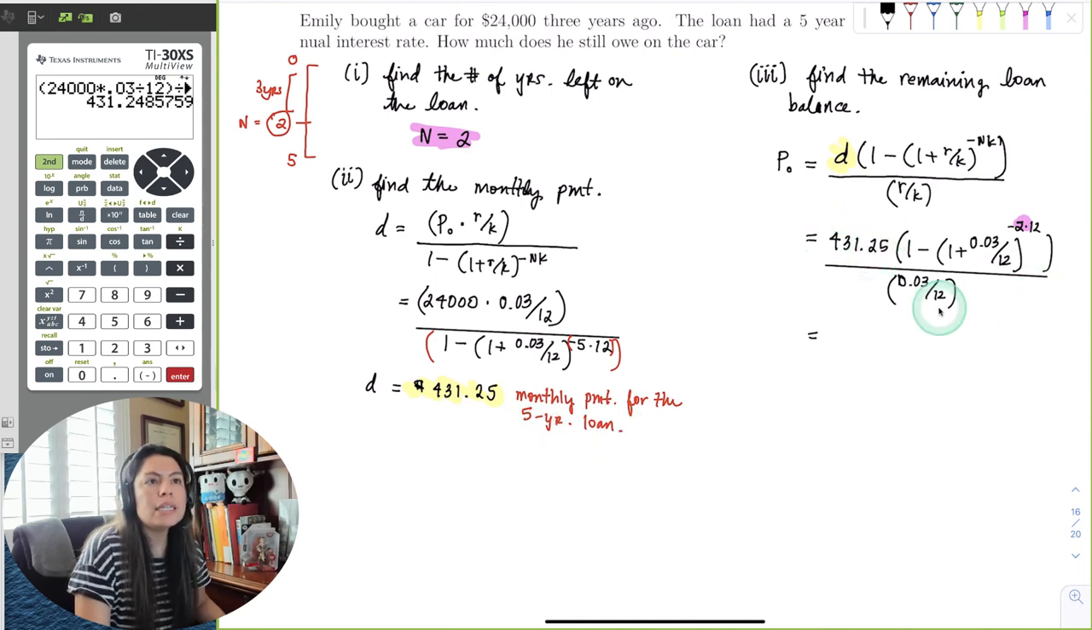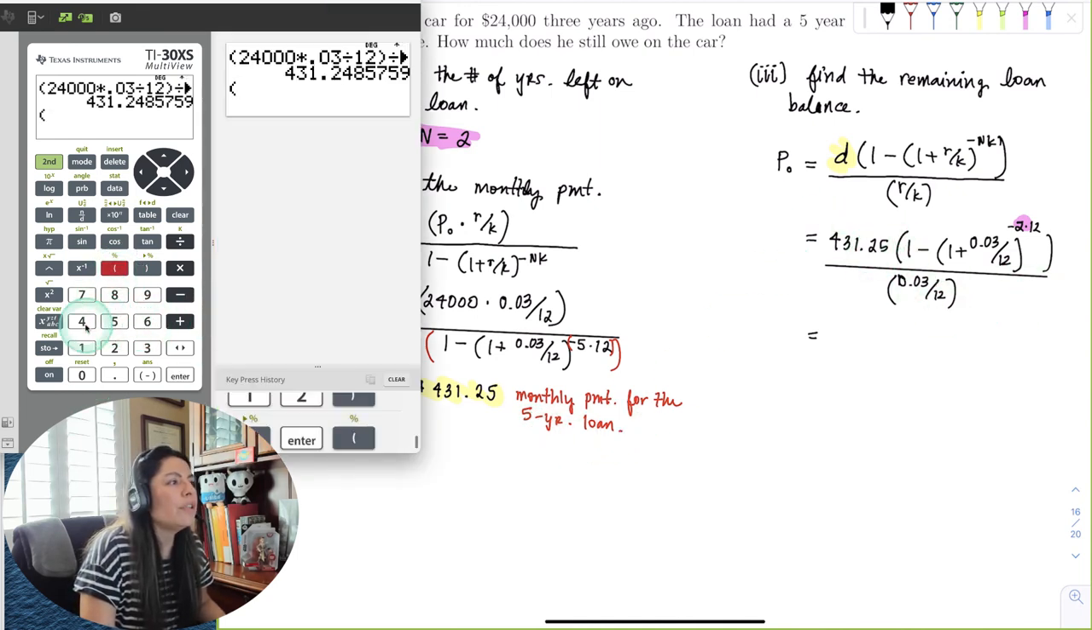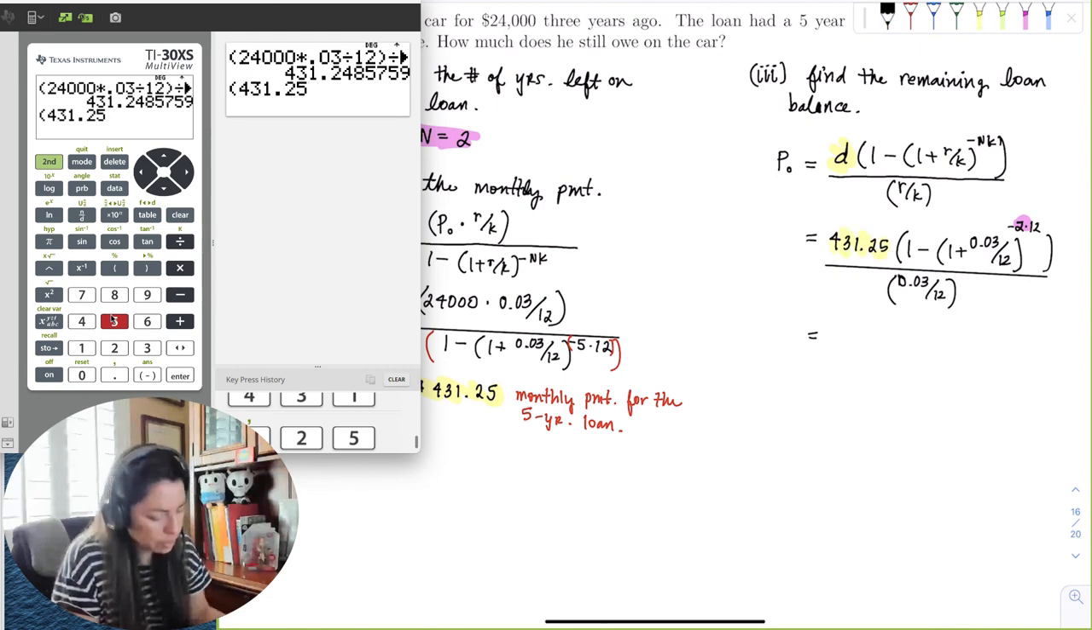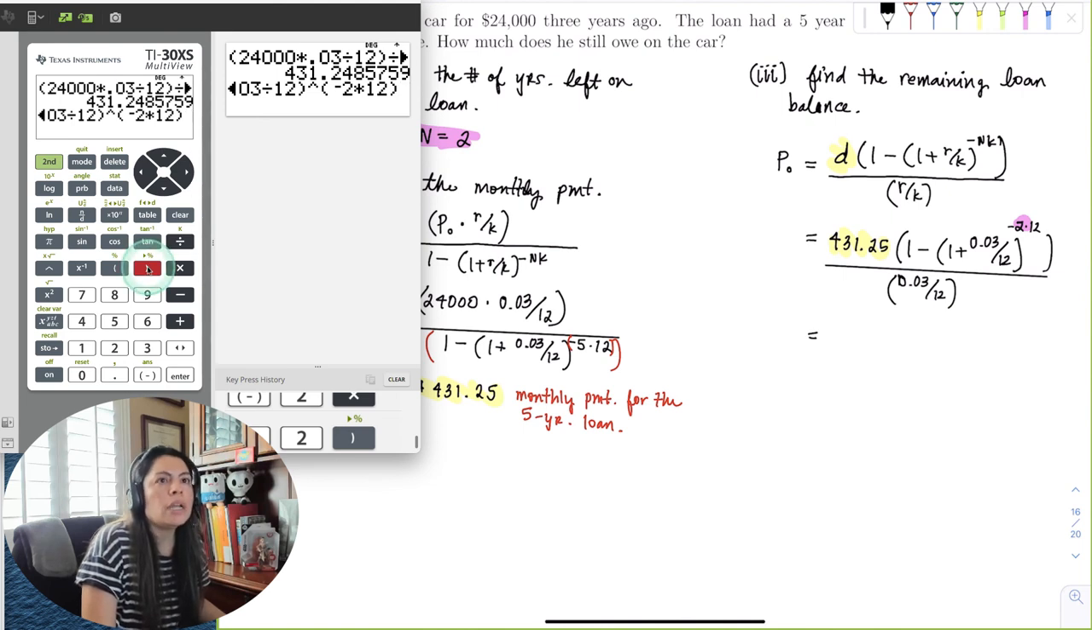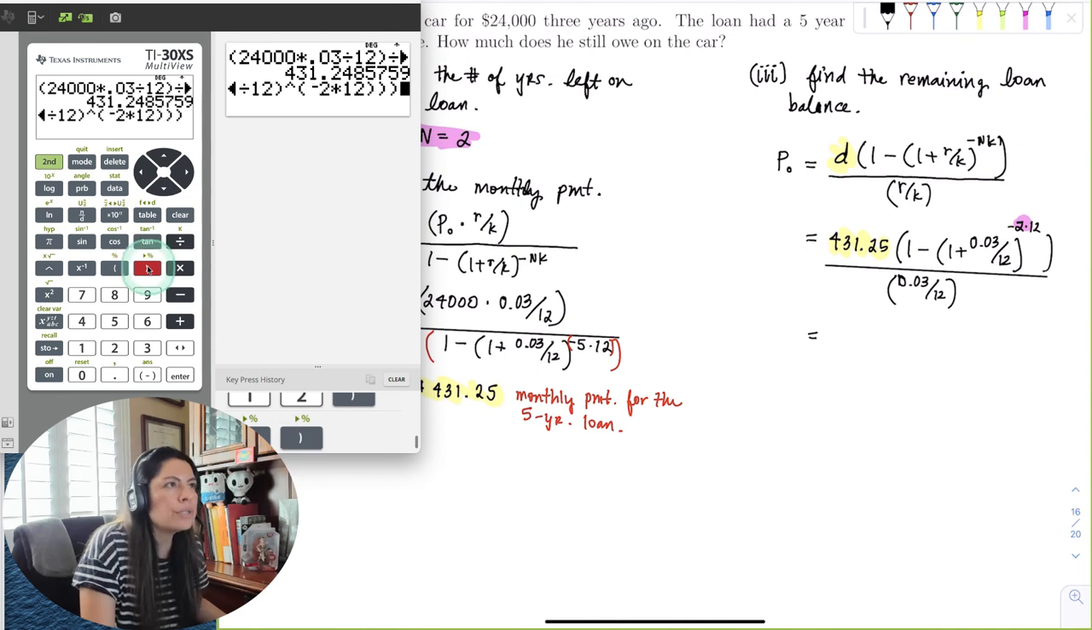So we can go ahead and put this in the calculator. I'll put parentheses for the numerator, the monthly payment. Parentheses 1 minus parentheses 1 plus 0.03 divided by 12, exponent to the negative 2 times 12. Then close your exponent, close the 1 minus part, and close the numerator part. Then divide by parentheses your R over K. How we enter it in the calculator is quite critical, as we can see.